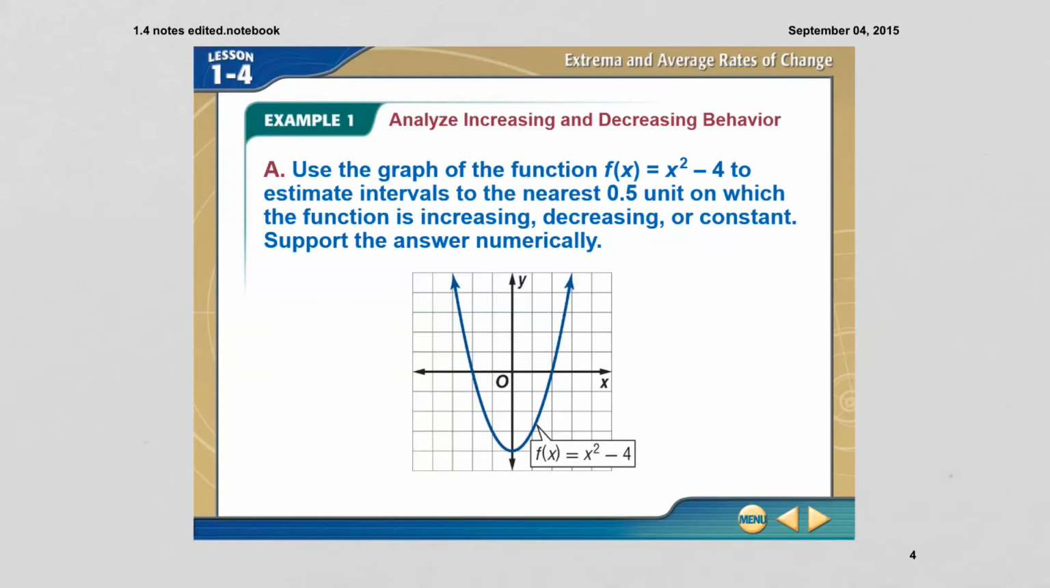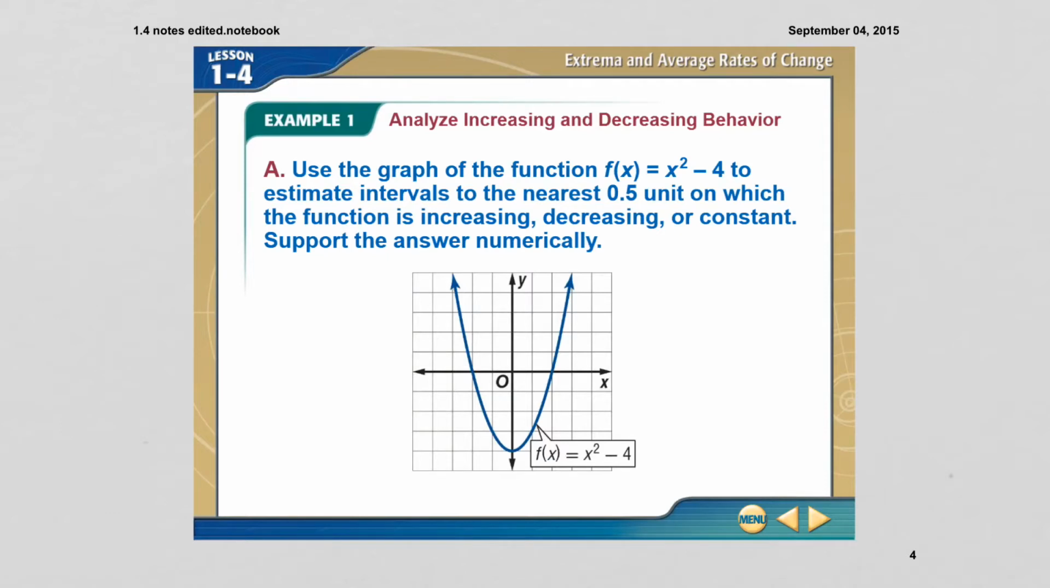Welcome to Lesson 1.4, Extrema and Average Rates of Change. We're going to analyze the increasing and decreasing behavior of some graphs. So we have our first graph, which is f of x equals x squared minus 4. And we want to estimate intervals to the nearest 0.5 unit on which the function is increasing, decreasing, or constant.